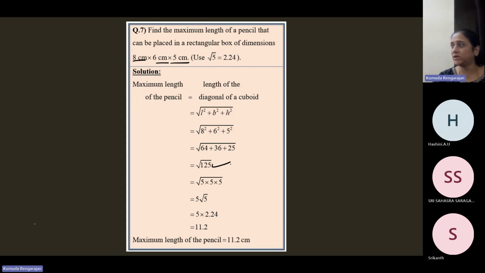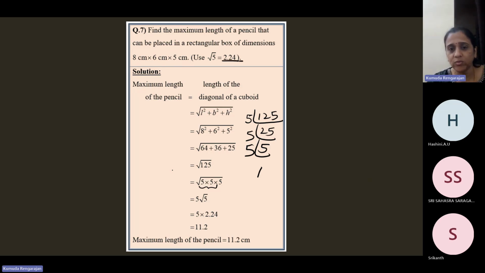We get square root of 125, which is 5 into 5 into 5. You cannot divide 125 by 2. It's not divisible by 2. It's not divisible by 3. So you have to divide by 5 next, which gives 25. Again, 5, 5, 1. So 125 is 5 into 5 into 5. Now from two 5s, one 5 comes out, and one 5 remains under the square root.